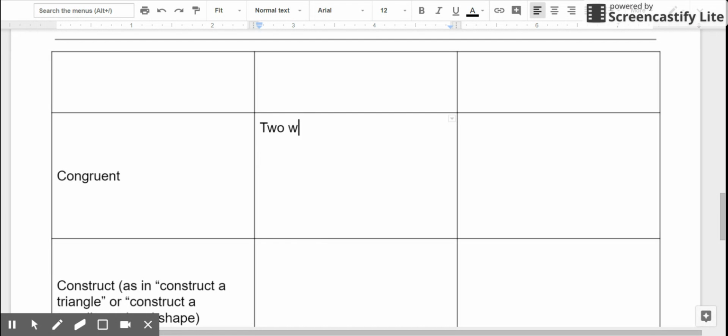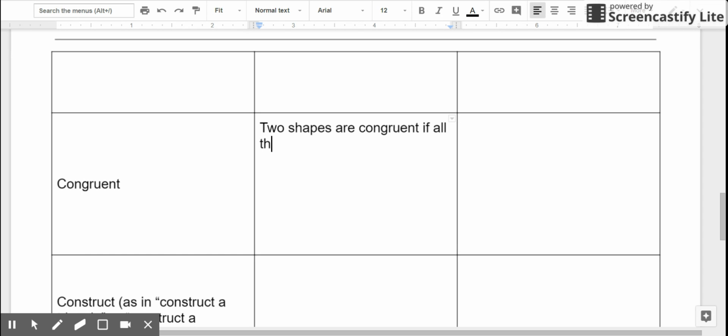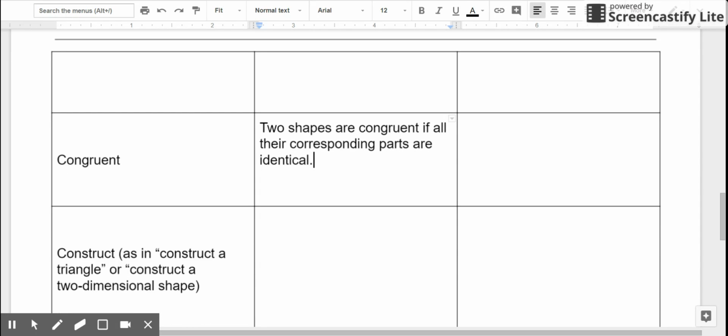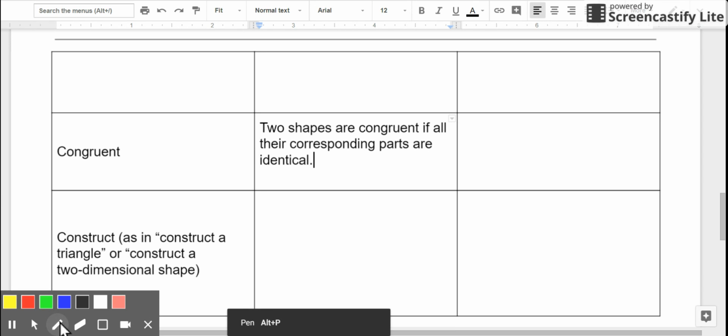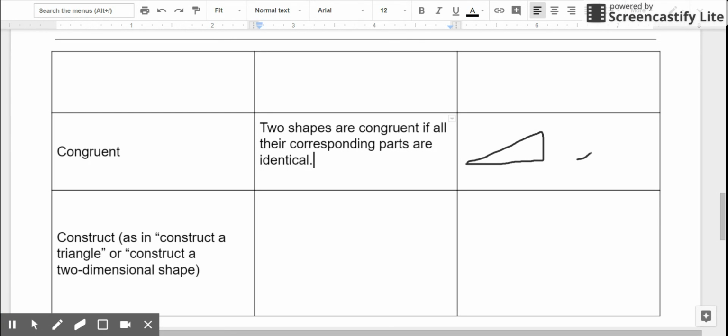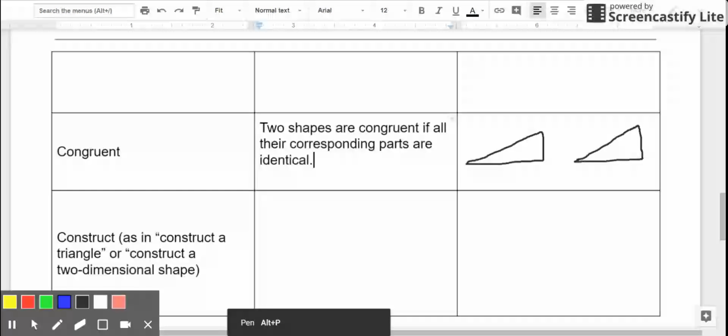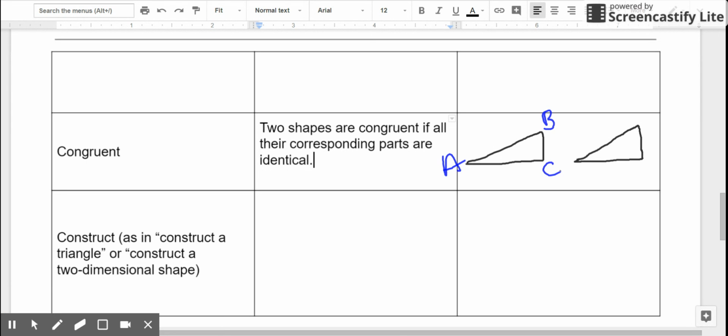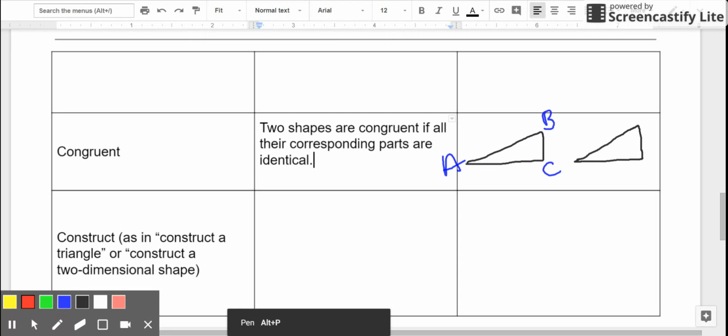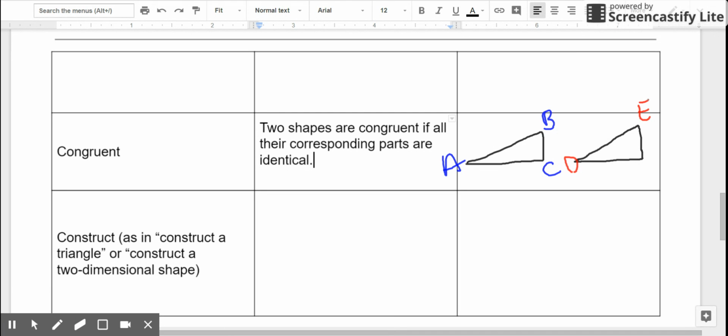Congruent. 2 shapes are congruent if all their corresponding parts are identical. Remember that corresponding parts are parts that line up in the same spot. So let's draw two triangles here, and your goal is to draw two identical triangles or as close to identical as possible. So let's label my first triangle ABC, and I'll label my second triangle DEF.